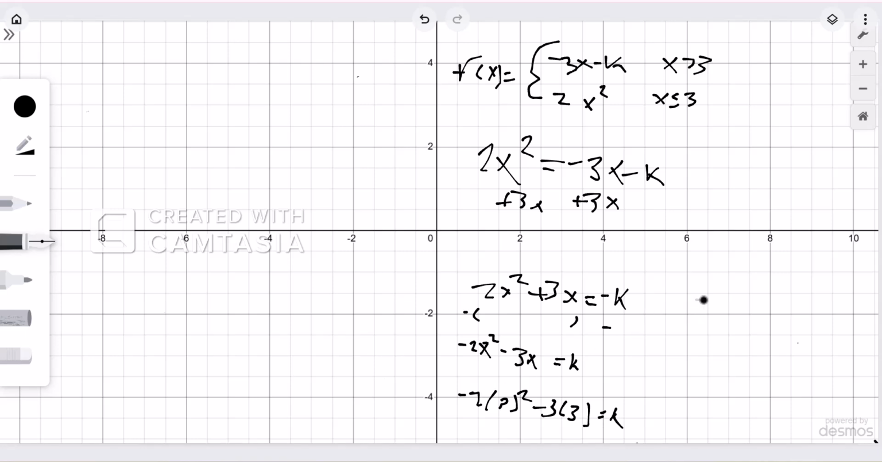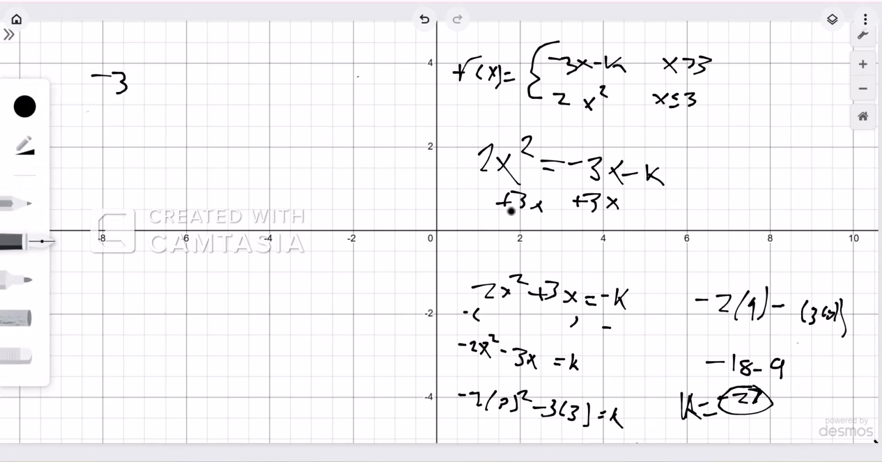So this is going to be negative 2 times 9 minus 3 times 3. This is going to be negative 18 minus 9, because 3 times 3 is 9. If you add both of these together, 18 plus 9 is going to be negative 27. So since we found k, let me make sure that this is the math we were doing. We're going to then put it into the piecewise function.